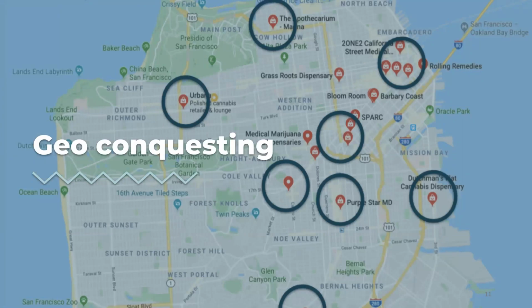And this is the last method we're going to share with you today: geo-conquesting, or competitor targeting, which is the ability to target competing retailers to gain market share. Now, this tactic is essentially trying to lure people away from your competitor. Basically, instead of drawing a perimeter around your dispensary or a particular neighborhood, you can focus on an area surrounding a competitor. You can then create a special offer to score new customers and draw them away from your competitor.